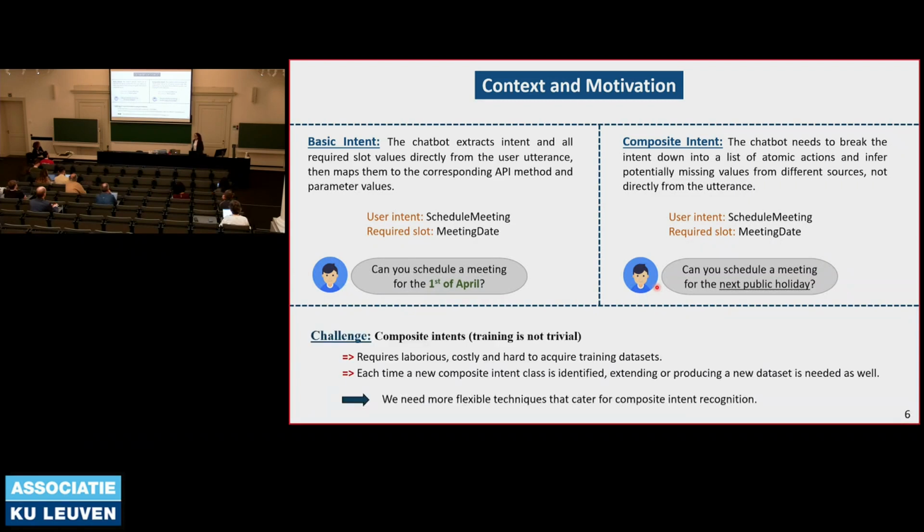So, using existing machine learning and NLP techniques to recognize composite intent is not trivial. These techniques have produced really useful and promising results to recognize basic intents. However, they rely on the availability of a massive amount of annotated data. Using them to recognize composite intent will require costly and hard to acquire training data sets.